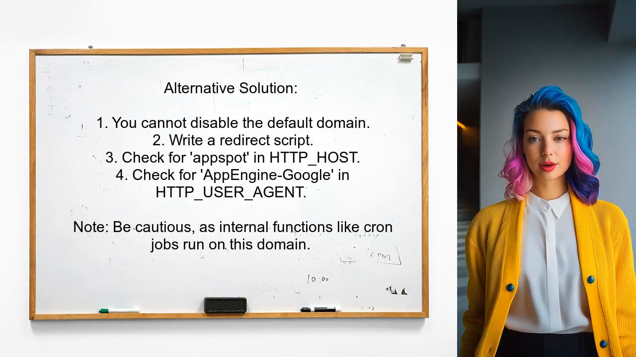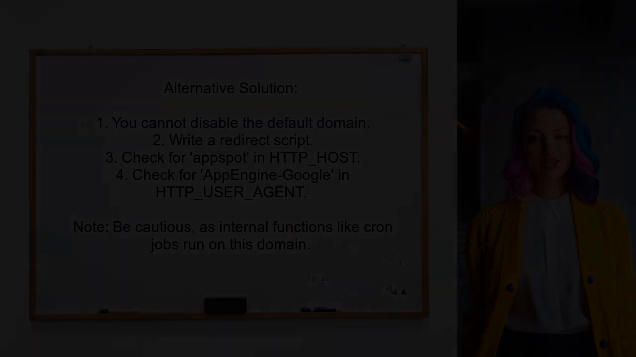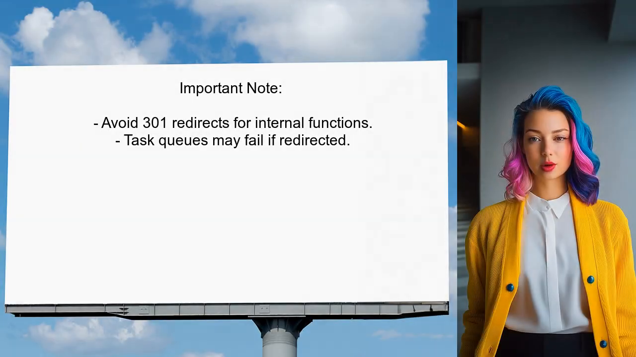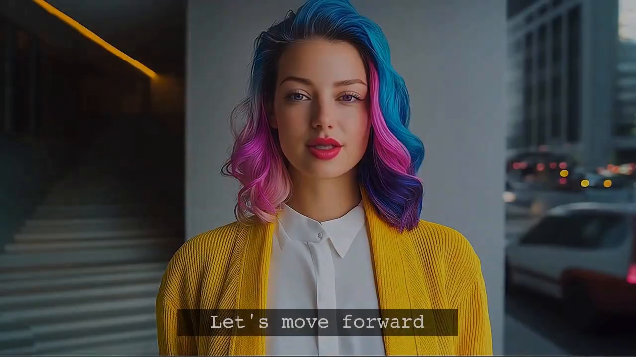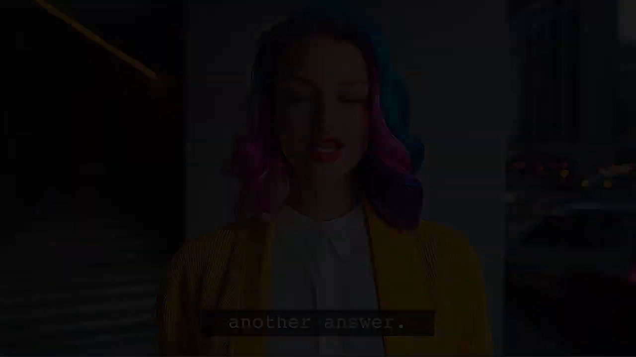This user explains that you cannot disable the default App Engine domain. Instead, they suggest writing a redirect script. You can check for AppSpot in the request's HTTP host and App Engine Google in the user agent to identify internal requests. Additionally, the user warns that using a 301 redirect may cause task queues to fail, so proceed with caution.